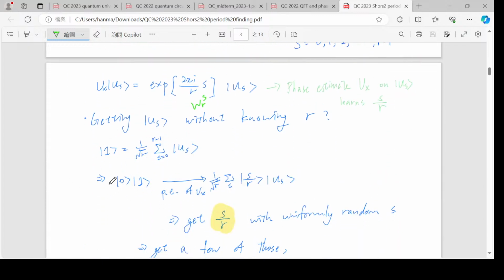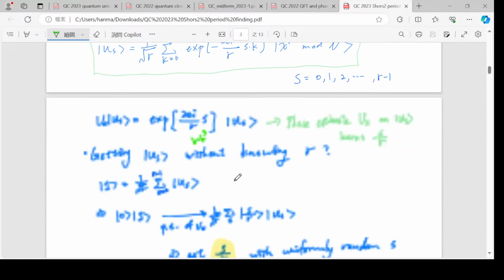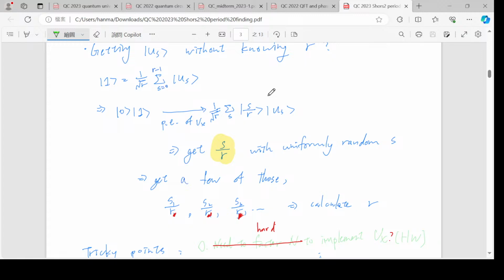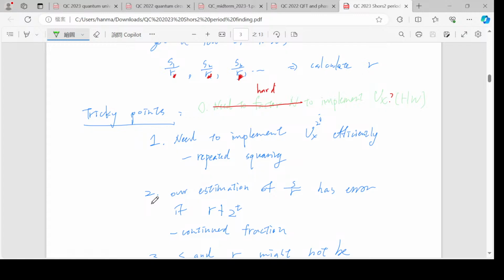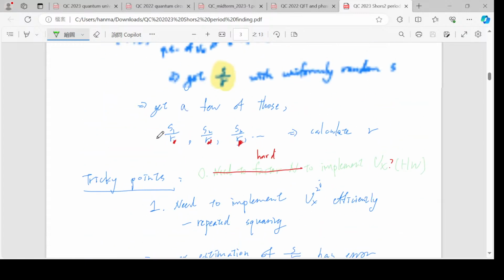So if you use 1 as your eigenstate in your phase estimation, then you get a uniformly random distribution over those S over R, or uniform distribution over those R, S. So you get a uniform S, and so you get some S over R. And then we see that this S over R, but there are tricky points that we need to solve.